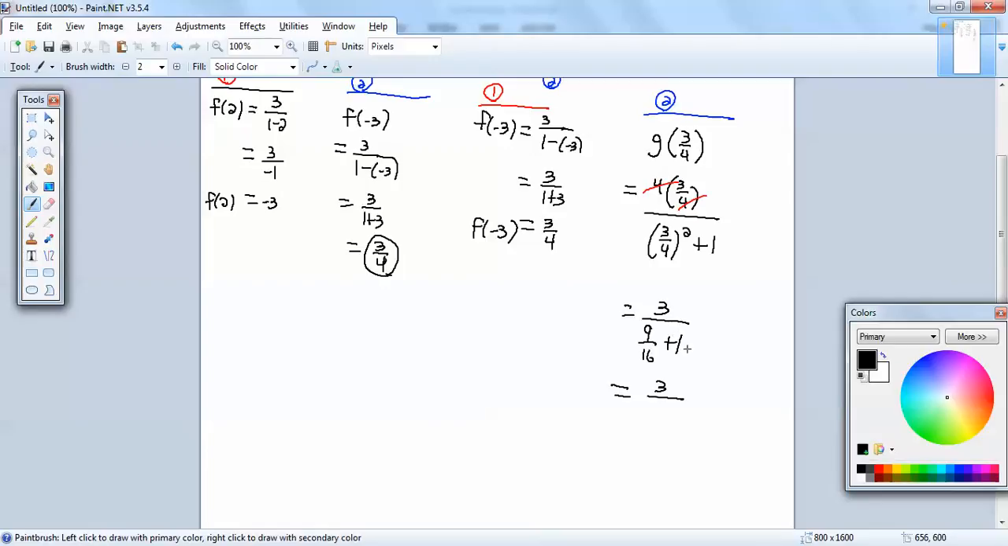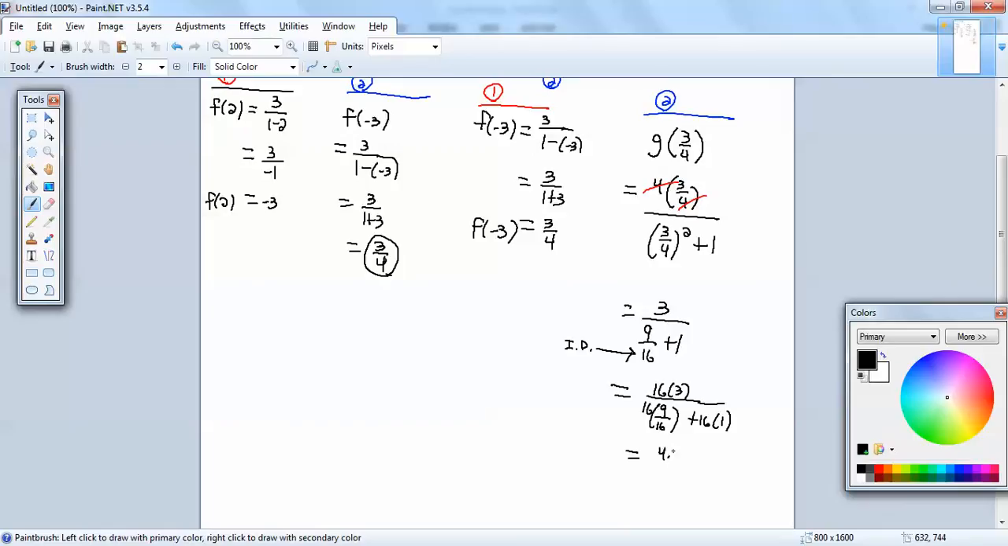I could combine these, but now that I think about it, this is a complex fraction inside of a fraction. And how you get rid of a complex fraction is you multiply everything by the LCM of all your inner denominators. My inner denominator here would be 16, so I'm going to multiply everything by 16. I'll multiply the 3 up on top by 16, and I'll multiply the 9 over 16 by 16, and I'll multiply the 1 by 16.